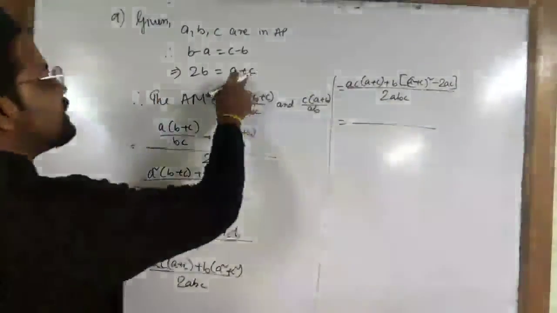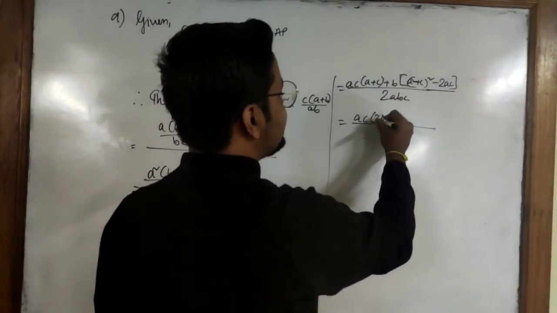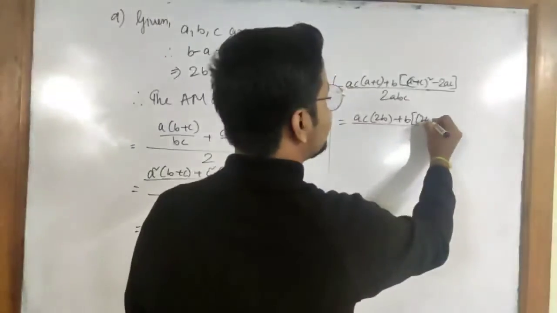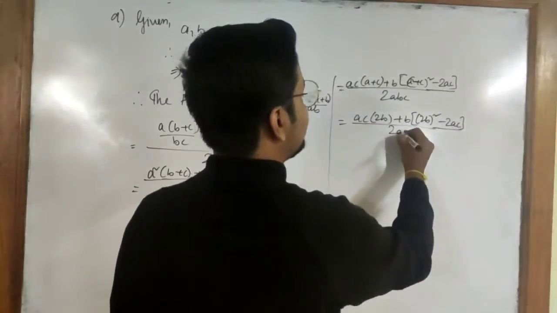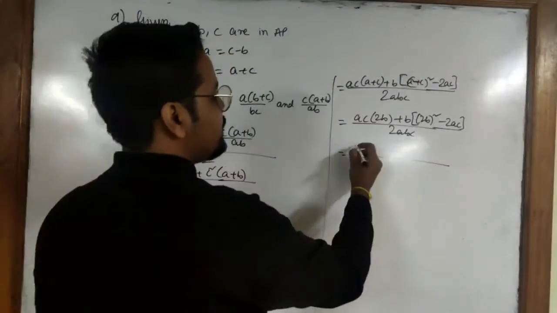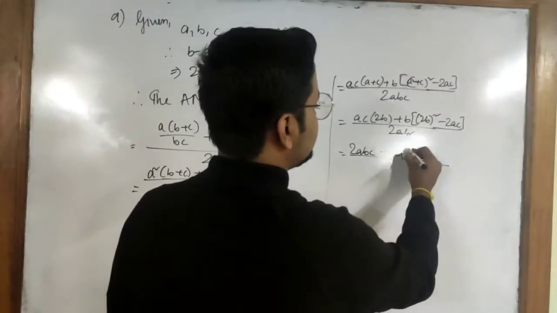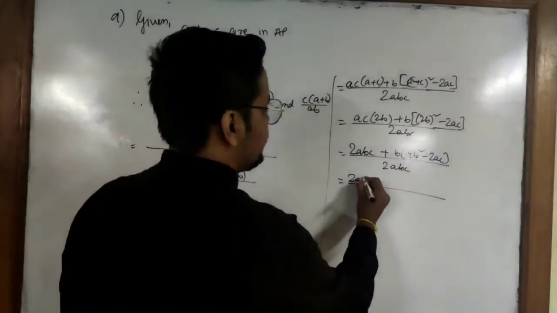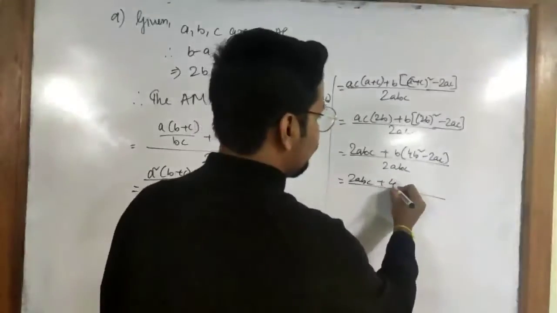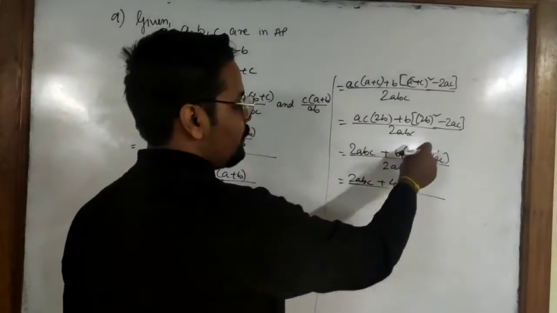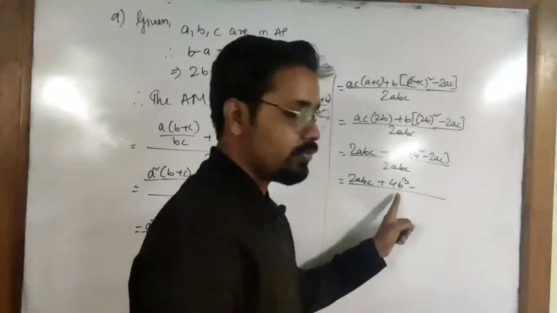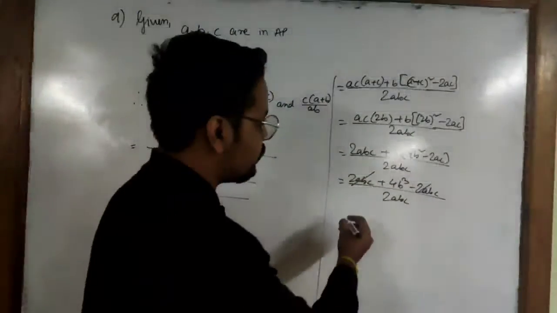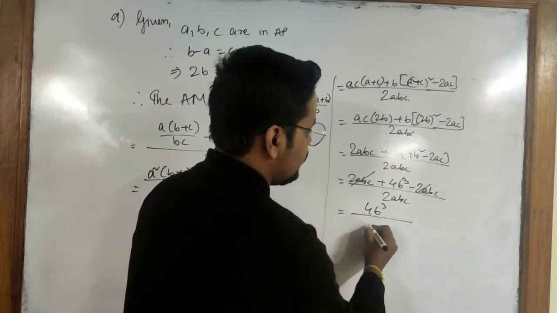Okay, so now A plus C can be written as twice B. So in AC into twice B we can write, plus B into A plus C, which is again twice B. So we can write twice B whole square minus twice AC by twice ABC. So it becomes 2 into ABC if we break the bracket, plus B into 4B square minus twice AC, twice ABC, twice ABC plus 4B cube. I am breaking the bracket: B into 4B square gives 4B cube, and B into twice AC is twice ABC by twice ABC. So twice ABC cancels out, what we can write from here is 4B cube by twice ABC.